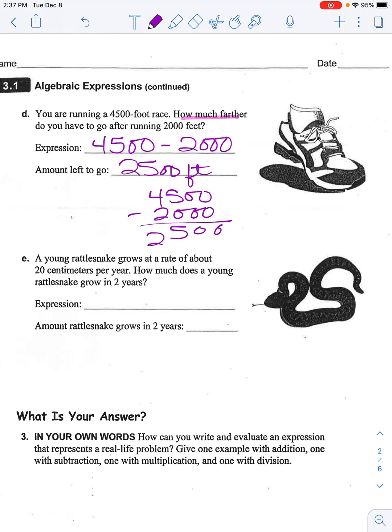A young rattlesnake grows at a rate of about 20 centimeters per year, which means each year. How much does a young rattlesnake grow in 2 years? He grows 20 centimeters per year. So after 2 years, we're just going to multiply by 2. So approximately 40 centimeters.